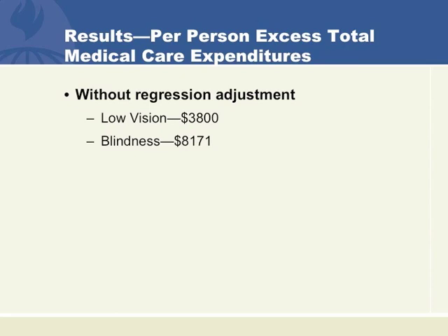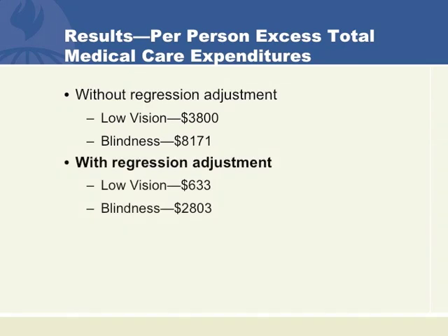So the next question is, once we control for those confounders and ask, if we make the populations as comparable as possible, how much is remaining? Well, what we find is that those numbers get a lot smaller. The amount for people with low vision or vision impairment goes down to about 1/6 of the unadjusted amount, or you have a difference of $633. And for those who are blind, it goes down to about 1/3 of the unadjusted amount, or $2,800 per year.